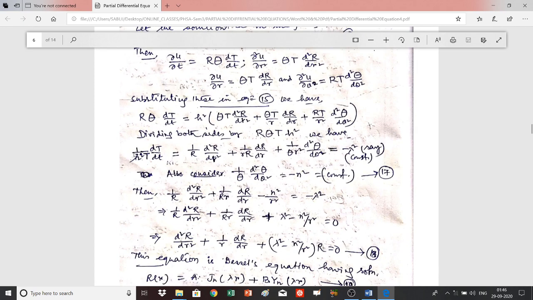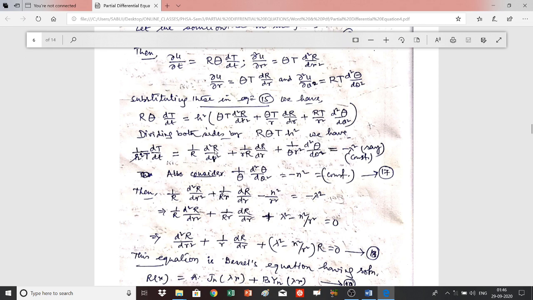This equation can then be converted to (1/h²)(1/T) dT/dt = (1/R) d²R/dr² + (1/(rR)) dR/dr + (1/(r²Θ)) d²Θ/dθ², that is equal to a constant. That should be constant because the left hand side is only a function of t, and the right hand side, the first part is a function of r only, and this is a function of theta and r. So all these terms are independent of t.